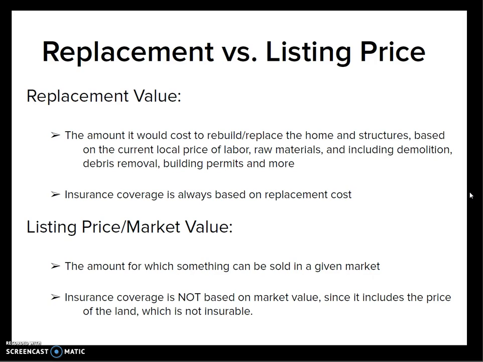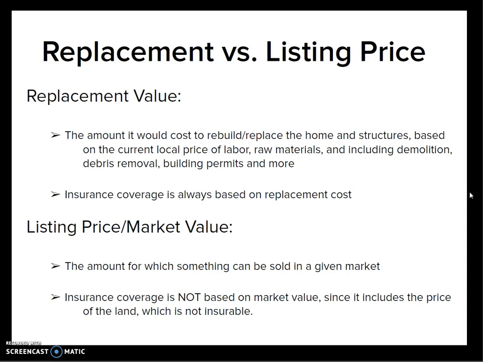Replacement versus listing price. This is single-handedly probably the most asked question from clients, as well as realtors and even mortgage lenders when there's a purchase of a new home happening. Replacement value is the amount it would cost to rebuild and replace the home and structures based on the current local price of labor, raw materials, and including demolition, debris removal, building permits, and of course, so much more. Insurance coverage is always based on replacement cost.